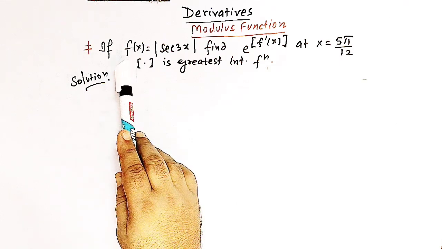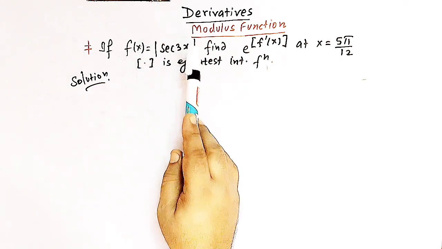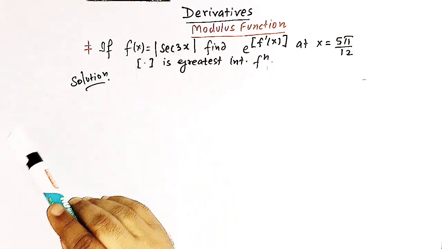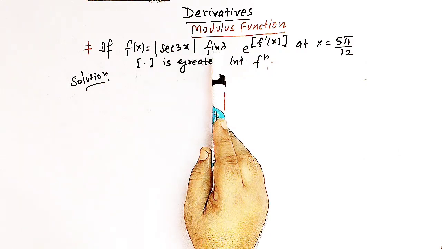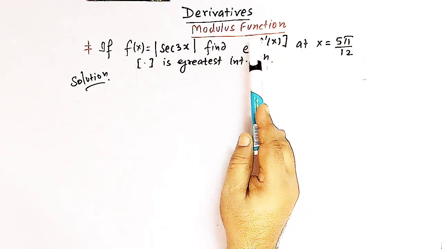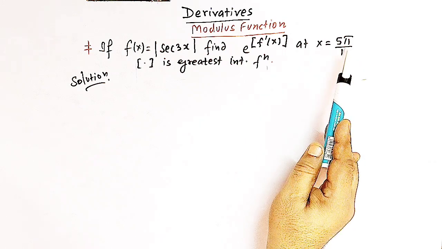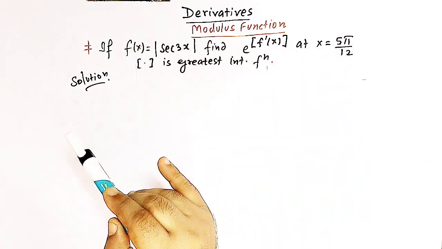So here we have a function f of x, which is given as mod of secant 3x, and we have to find the value of this expression, that is e raised to greatest integer of f prime of x at x equal to 5 pi by 12, right?